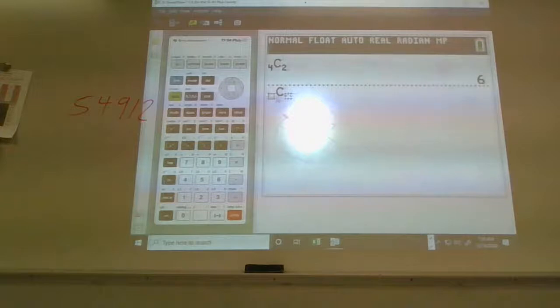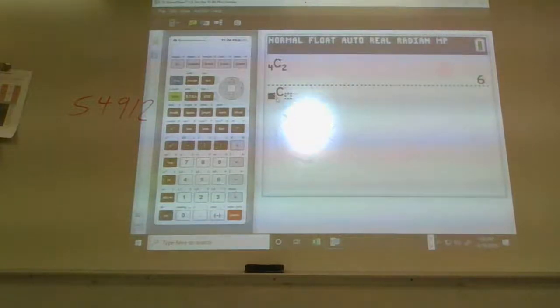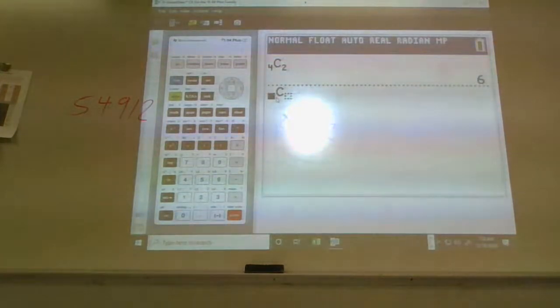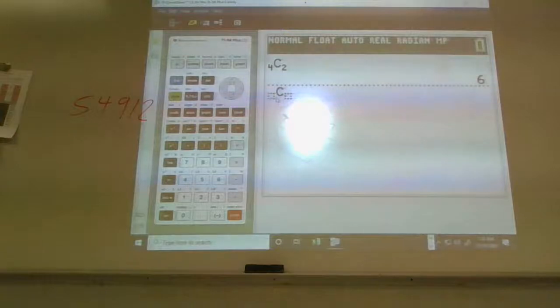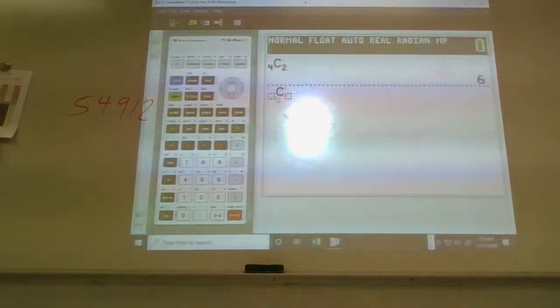NCR. By the way, when you guys do this on your Chromebooks, does it pop up in the same style that you see right here? Or does it come up slightly different? You just hit math, tab over to Prob, and hit NCR. Does it show up in the exact same style? Okay, good. Now, on the 83, on this old calculator, it does it differently. I'll show you that in a minute.